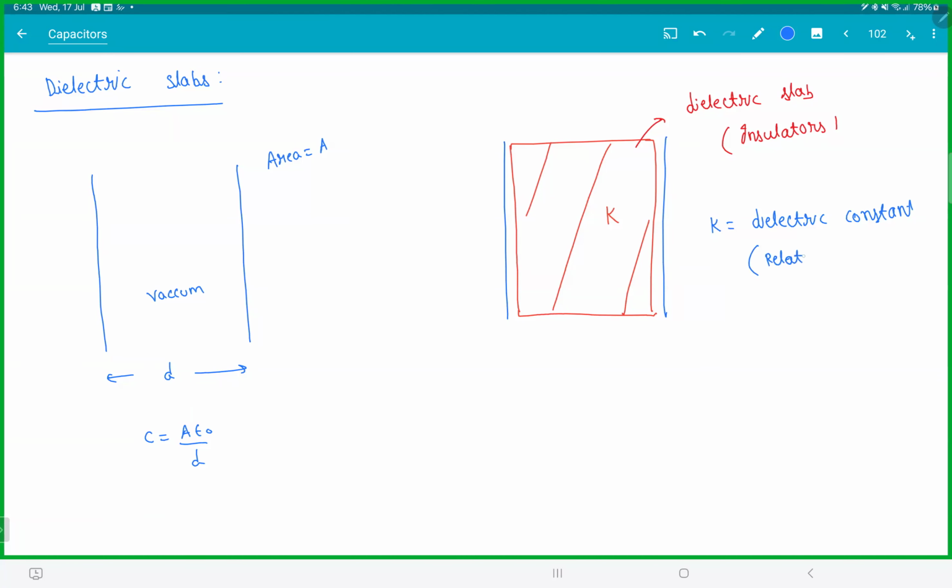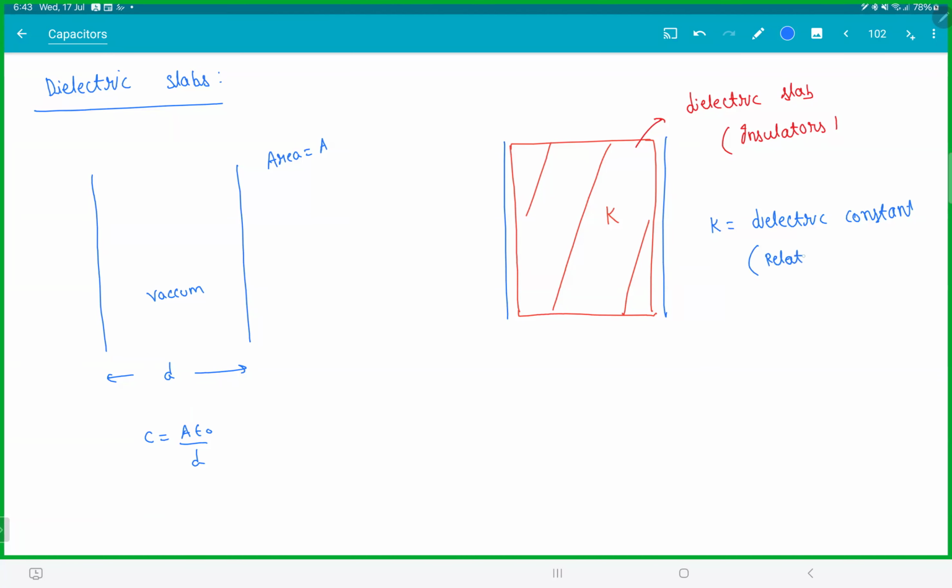Now what happens here? Now the capacitance in the medium would be A epsilon medium by D. This becomes K times A epsilon naught by D. This is K times C vacuum. So capacitance increases. Now example, if you take zinc sulfide, generally this zinc sulfide, K value is almost 4,000. So you can increase the capacitance by 4,000 by coating inside with zinc sulfide.